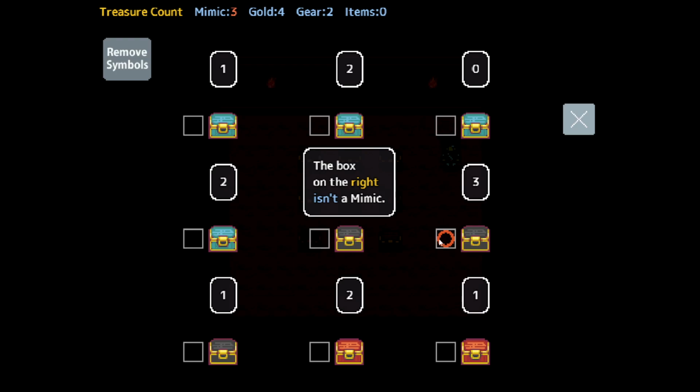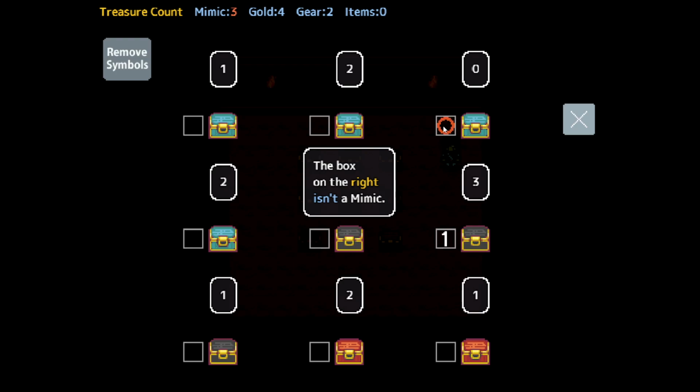In fact, if this one is telling the truth, then this is guaranteed to be lying. So one of these is lying, which means... Well, it doesn't mean all of the others are true, because there are 3 mimics here, right? But one of them is for sure telling the truth. 0 can't be telling the truth.